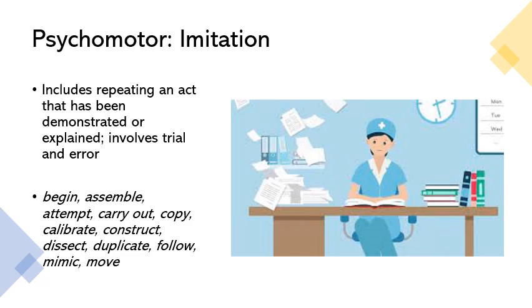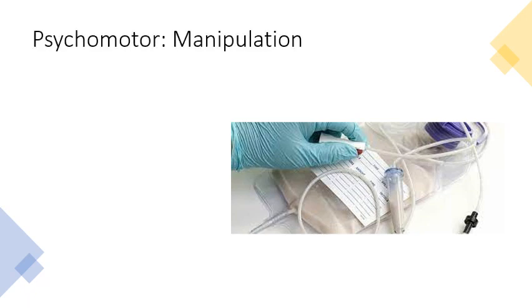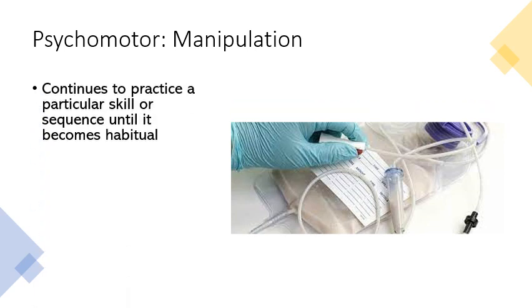All right, let's go to the next one. During return demonstrations, you were just able to use equipment which may have been just for practice, like things at home or your dummies at the skills lab. Now for this level, manipulation, this is the time when you go on duty at the hospital and you start to actually use the equipment that are being employed for nursing care. Manipulation continues to practice a particular skill or sequence until it becomes habitual.